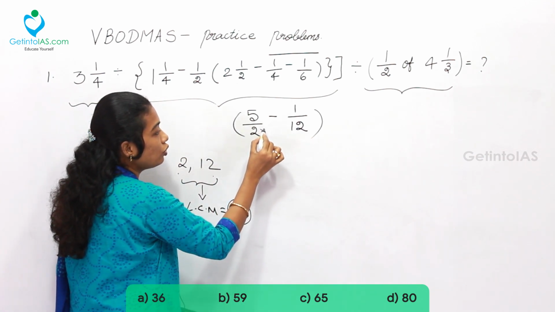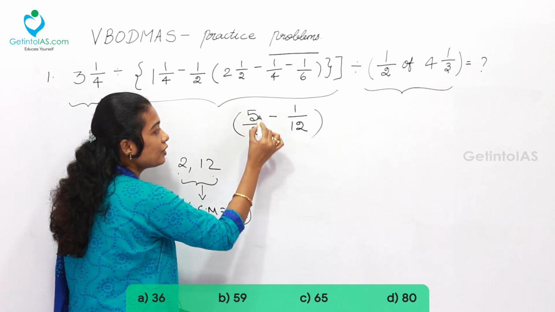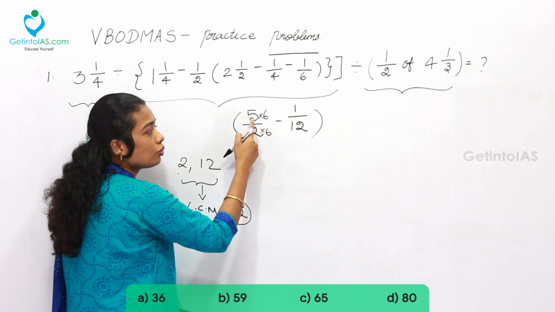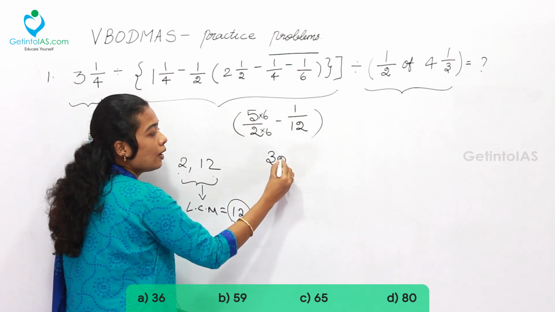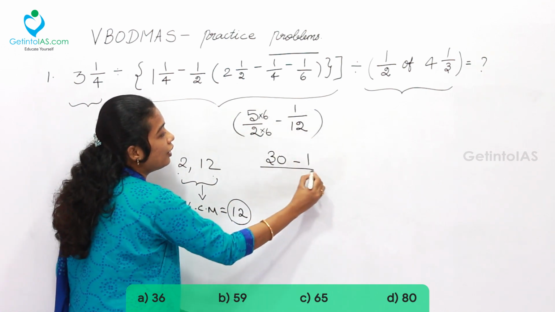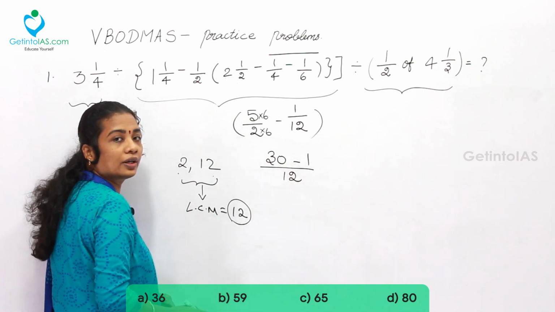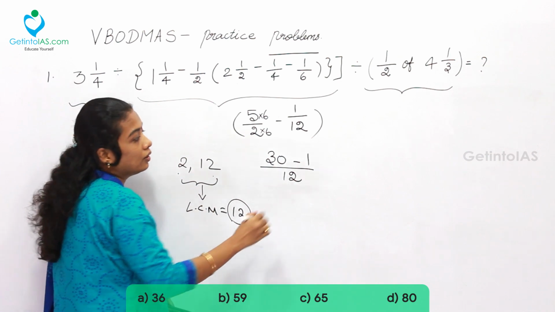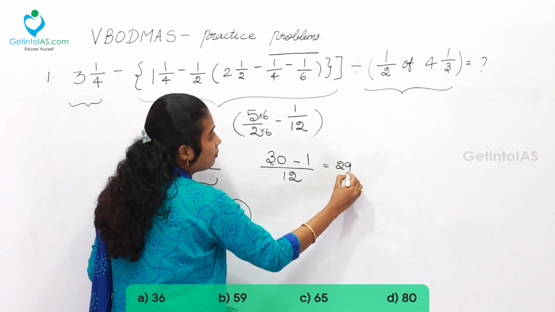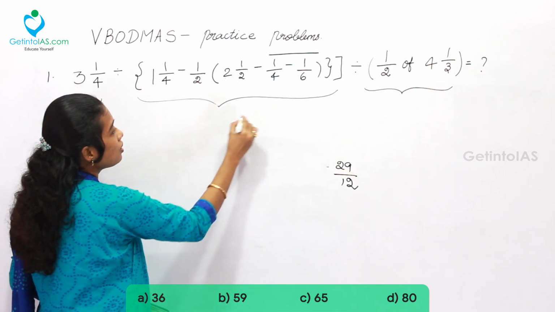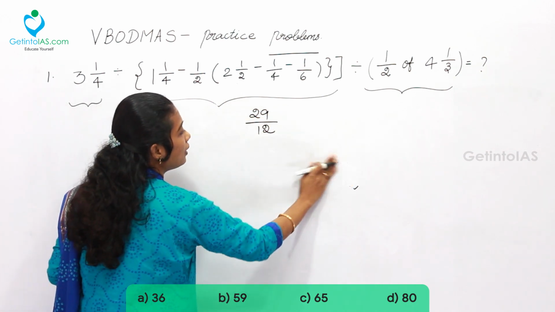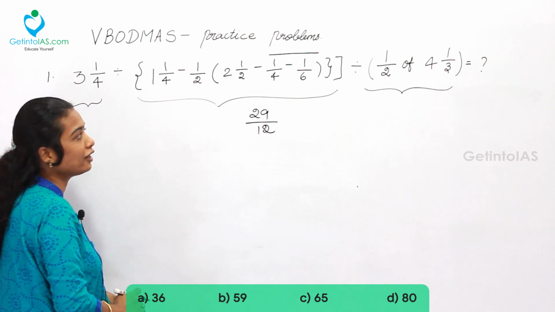So in order to make the LCM, here you can multiply with 6. Here also 6. Here no need to do anything. So 5 into 6, 30, minus 1, divided by 12. So what is the final result? 30 minus 1, 29. 29 by 12. That is the result for that. So I am writing this 29 by 12. This is the final answer for the small bracket calculation.